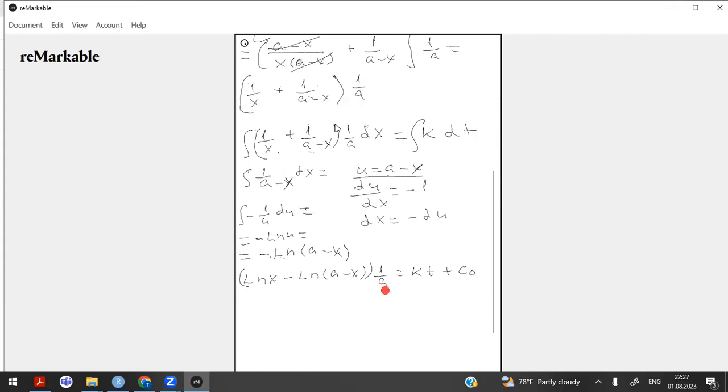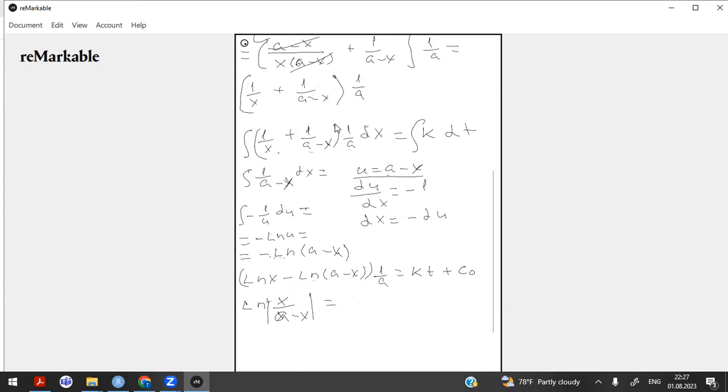So we can do a further trick. We will have ln x, but let's use a rule of logarithm. What is ln x minus ln a minus x? It will become x divided by a minus x. Since the logarithm is defined only when this part is positive, we can't take the logarithm of negative numbers. So let's put the modulus here, the absolute value. So it will be mathematically correct.